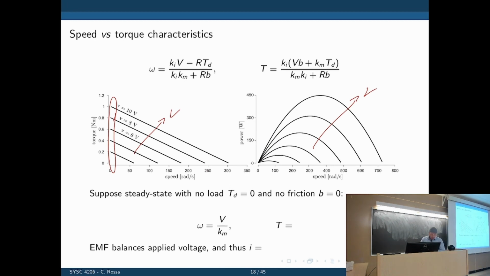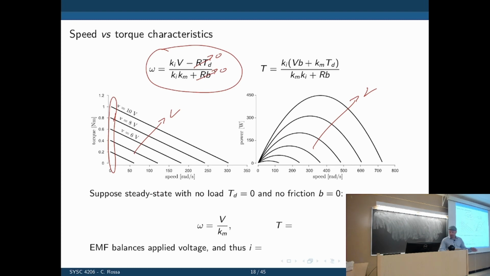So now let's assume a steady state condition again with no load. So TD is set to 0 and no friction, so B is also 0 in this ideal motor. So we can calculate, if that's the case, you can go back to our equations over here. This goes to 0, this goes to 0. And what is the voltage? Well, the voltage is the same equation we had from the beginning, just saying the voltage is the speed times Km, or the speed is the voltage divided by Km.